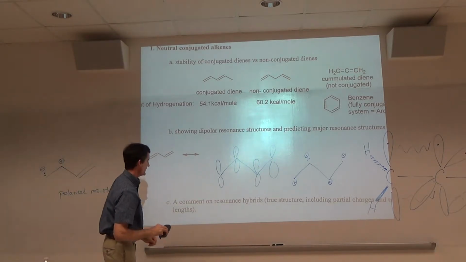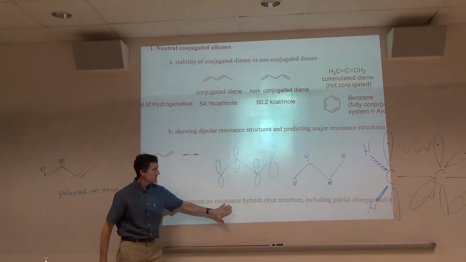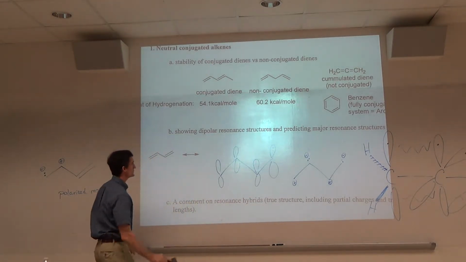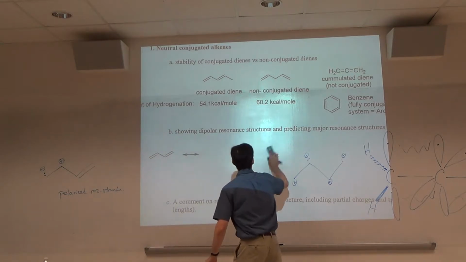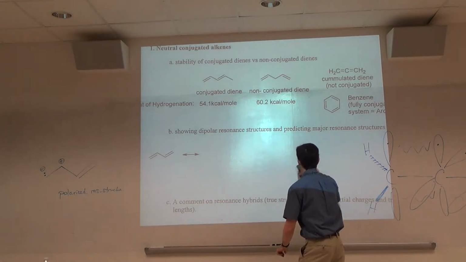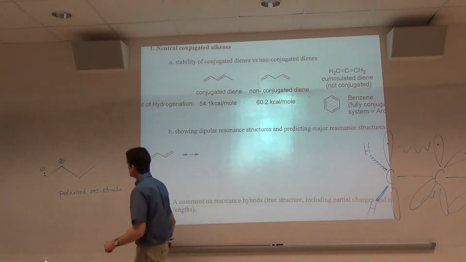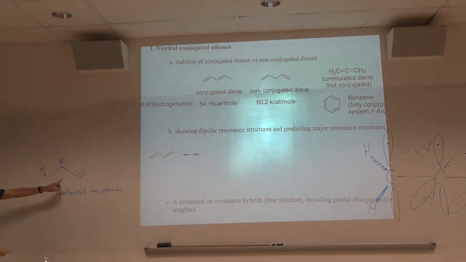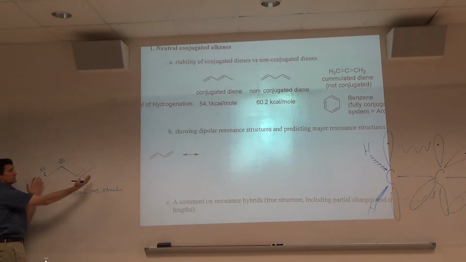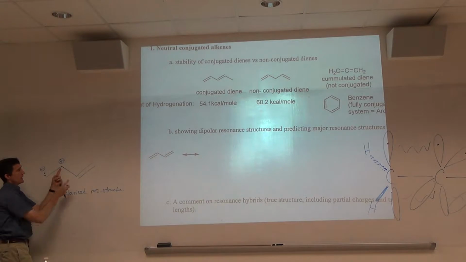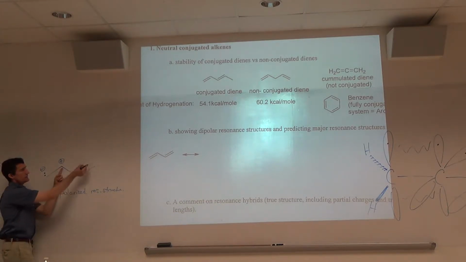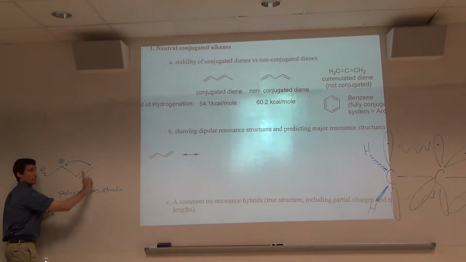One last thing we need to say here is, well, let's move down here. Resonance hybrids. True structure, including partial charges. Let's keep going here. One thing we'll do lots of is just keep going. Let's look over here. We got a plus charge. These electrons can now move over here, and I will call this sort of like a windshield wiper. Okay?